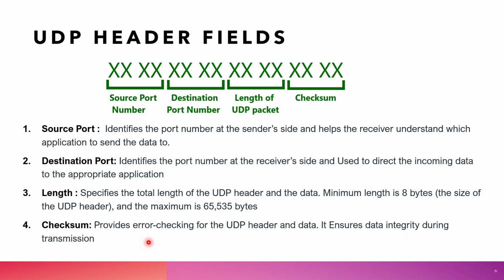The next field is the checksum. The checksum is also 16 bits, meaning 2 bytes in length. It is used for error detection during data transmission. It is optional in IPv4 but mandatory in IPv6. If an error is detected, the receiver discards the packet instead of requesting retransmission. It ensures data integrity during the transmission. To understand the checksum, consider a real-life scenario. When we are sending a money transfer, the bank verifies the account number before processing the transaction. Similarly, the UDP checksum verifies the data integrity.